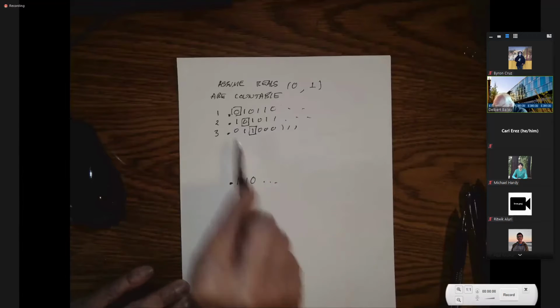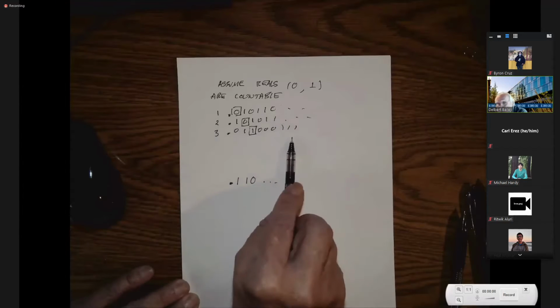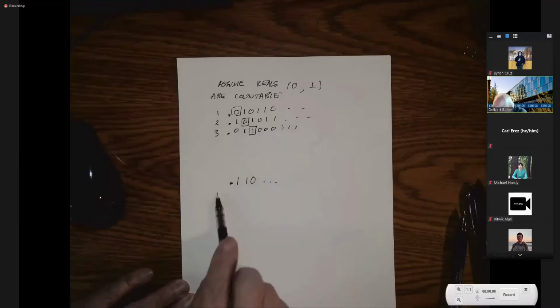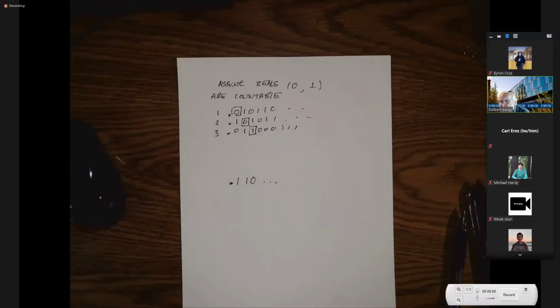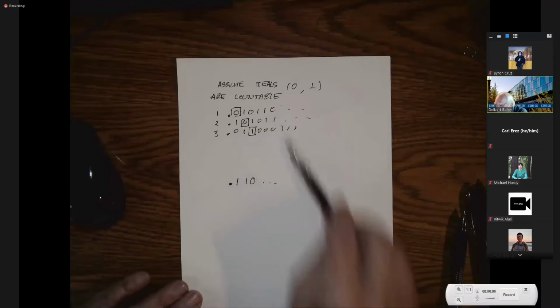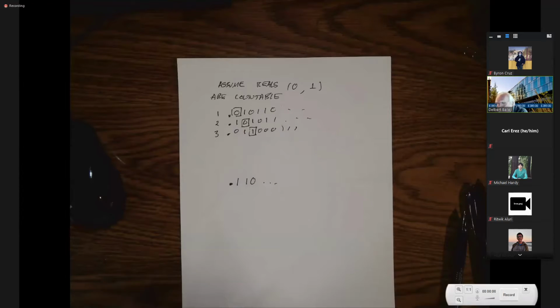Then we've talked about every possible position. And we've made the number we're constructing different from at least one of the numbers in the list because of that fact. So it's not that the diagonal specifically is important. It's just an easy way of trying to find a one-to-one correspondence.